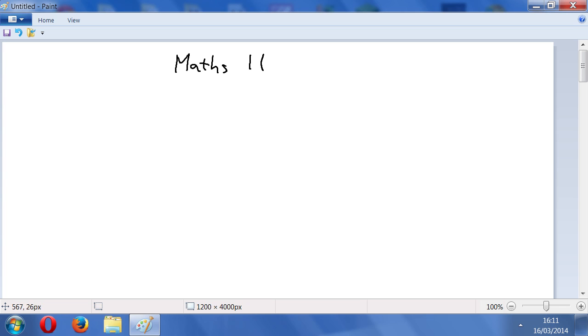Okay, so we're going to be moving on this time, and we're going to be looking here at square roots. So we're going to be trying to incorporate square roots into the previous material.